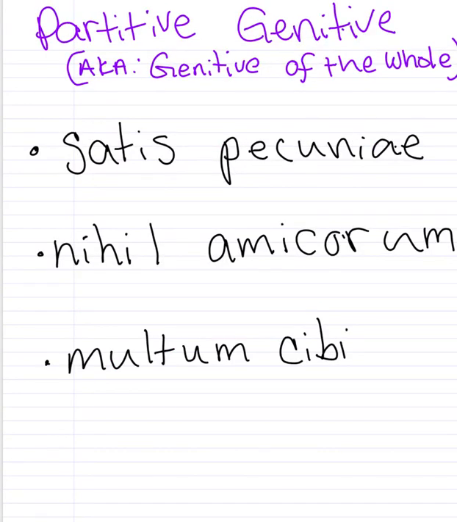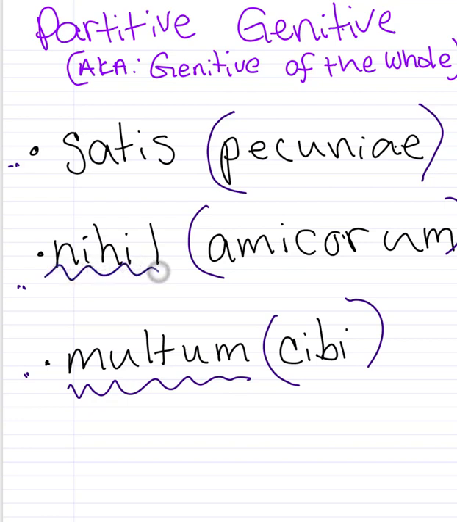The last one I want to talk about is the partitive genitive, also known as the genitive of the whole, depending on who you're talking to. Now, this one might be harder to recognize than the genitive of possession or the genitive of description, because it doesn't exactly always make sense in the English translation. I have three different phrases using the genitive of the whole, or the partitive genitive. So what you'll notice is that I'll have a word in the genitive, like pecuniae, amicorum, and cibi, and then I'll have a word before it which has some sort of amount of something. Like satis is kind of like enough, nihil is nothing, multum is a lot.